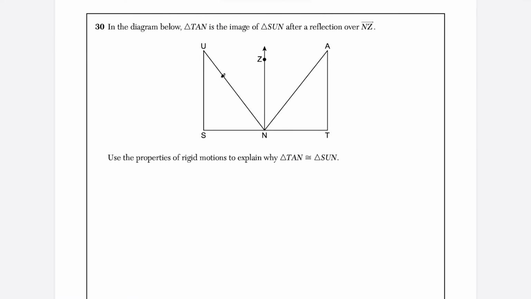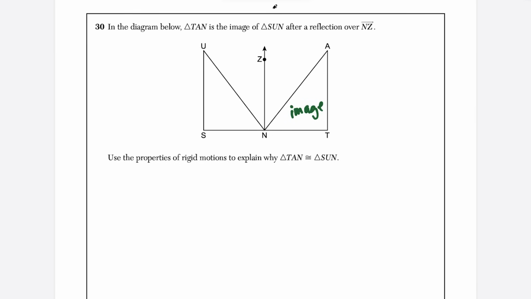Question 30, in the diagram below, triangle TAN is the image of triangle SUN after a reflection over ray NZ. And then we need to use the properties of rigid motions to explain why triangle TAN is congruent to triangle SUN. So they're telling us here that triangle TAN is the image. So this is the one that's happening after the transformation. So we are taking this triangle, reflecting it over this ray, and it's bringing us onto this one.